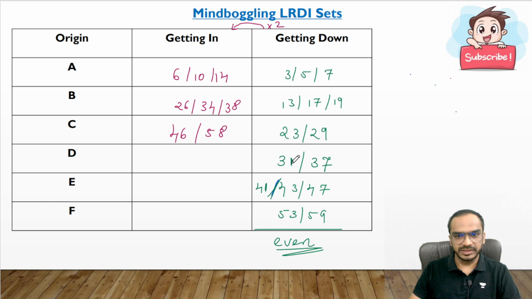Cool. Fine. Then 31 twos are. So 31, 46 plus 20 is how much? 66. But twice of 31 is how much? 62. We need minimum 66, right? So 46 plus 20, 66. That means the option of 31 is also gone, right?